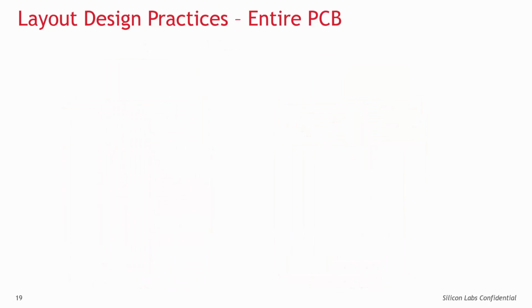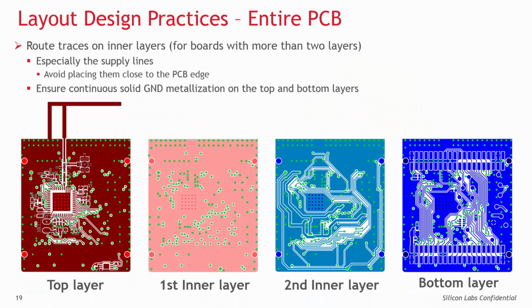In a design with more than 2 layers, all of the wires or traces should be placed in one of the inner layers, especially the VDD trace. Also avoid putting it close to the edge of the PCB. The whole top and bottom layers should contain as much continuous GND metallization as possible to reduce the radiations of the traces.